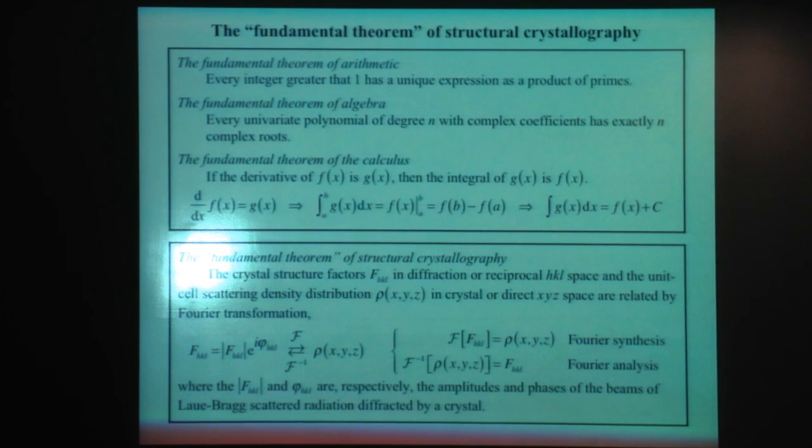We've looked at this before, but just to remind ourselves of the centrality of this Fourier transform relationship in crystallography, the relationship between the crystal structure factors, we remind ourselves that in general they are complex valued and most commonly represented as amplitude times e to the i phase.